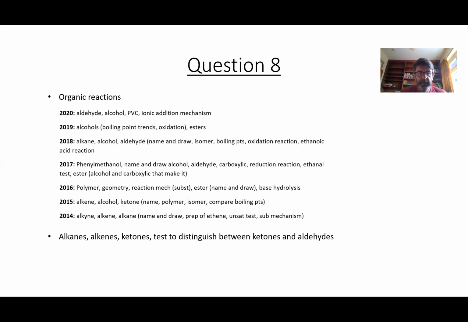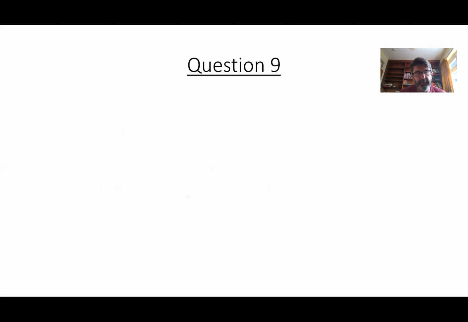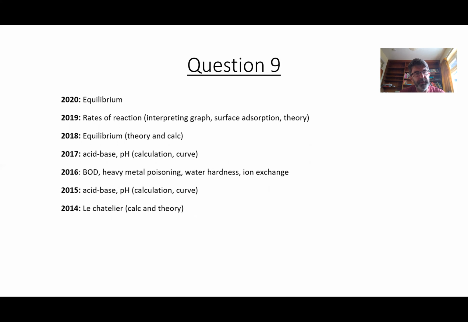Okay. Question 9 again, this can be changed from year to year. So 2020 was equilibrium, 2019 rates of reaction, 2018 equilibrium, acid base pH. 2016 was BOD and a bit of water in there. So I think this year there'll possibly be a bit of water in there. pH and indicators, maybe a bit of acid base. So I would think there's going to be some bit of a water question in what was the main section, but beyond the experiments. Okay, so look out for that.